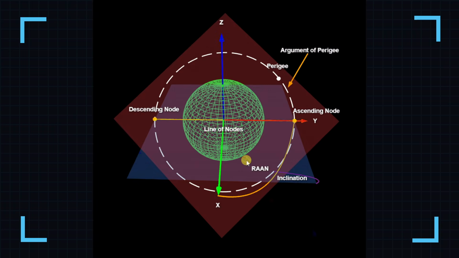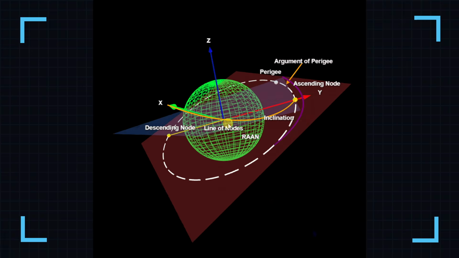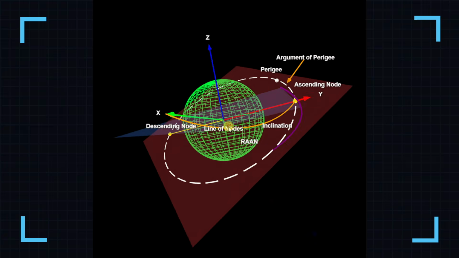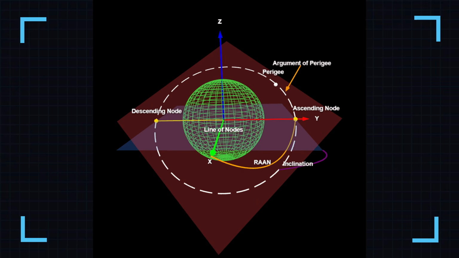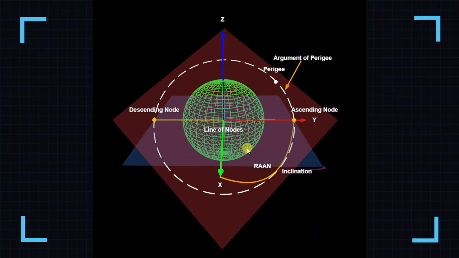So at the center of this model is Earth. It slowly rotates on its tilted axis, which is 23.5 degrees off vertical, matching Earth's actual tilt. The two flat-colored planes cutting through the scene are the equatorial plane in blue and the orbital plane in red.